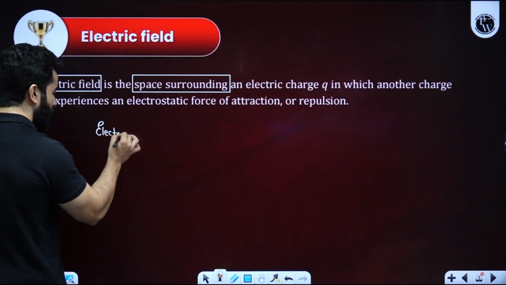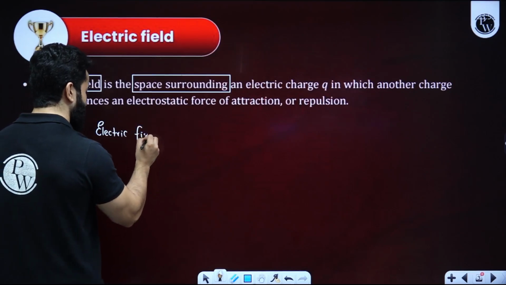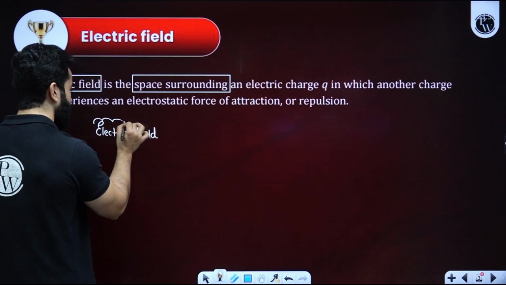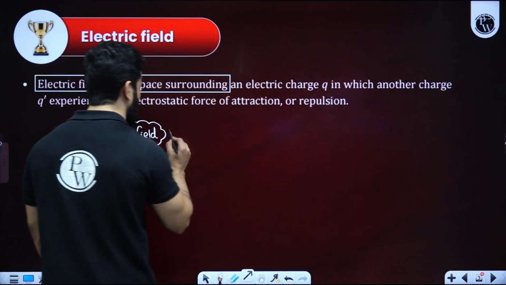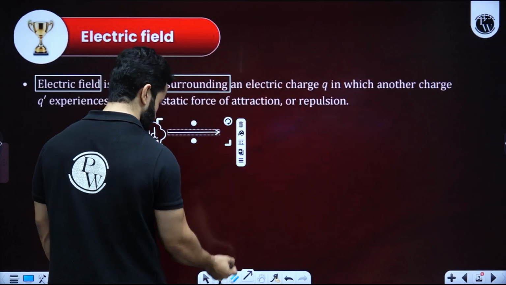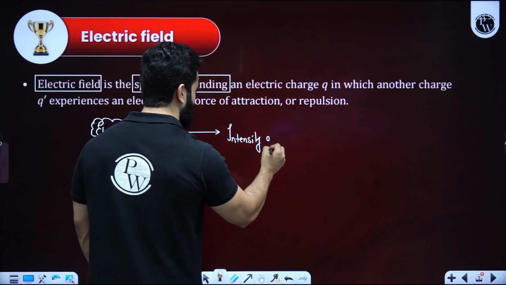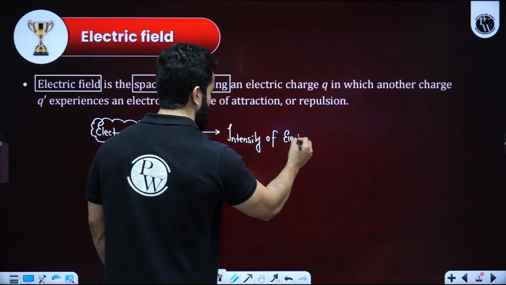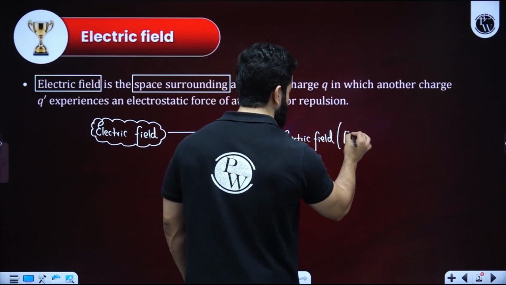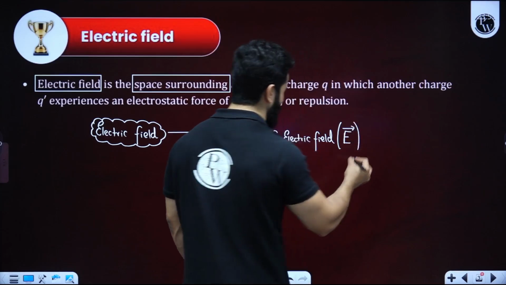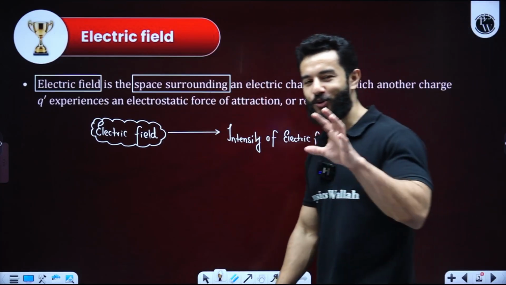And when you want to define electric field mathematically, we are going to define it in two ways. One, we are going to use the concept of intensity of electric field, and this is a vector quantity denoted by E vector. So it has got magnitude as well as direction, right? This whole chapter is about intensity of electric field, so you don't have to worry about it.